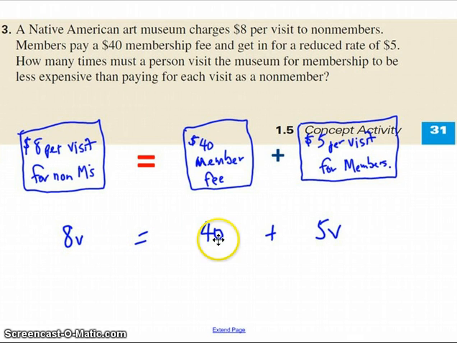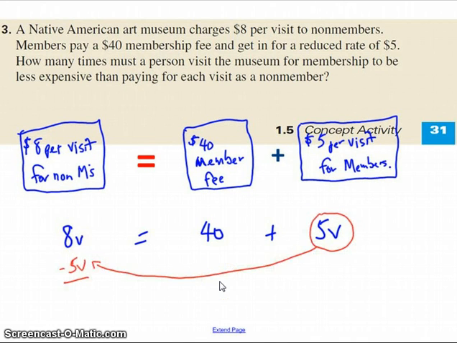And that's equal to $40 plus $5 per visit. From here, I can solve for v, and I can figure out what the number of visits is. I've got to get the 5v together with the 8v. I move it over by subtracting. Now I've got 3v equals $40.